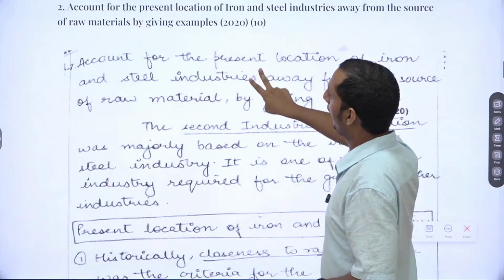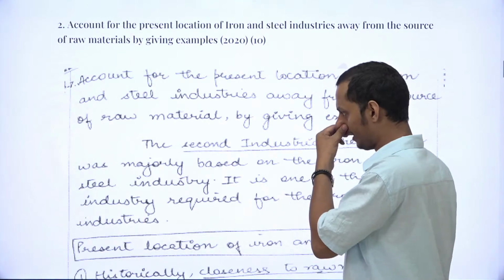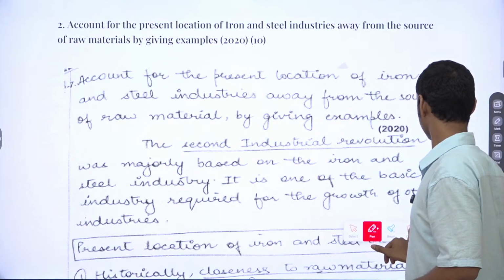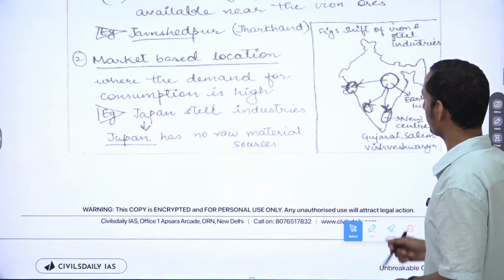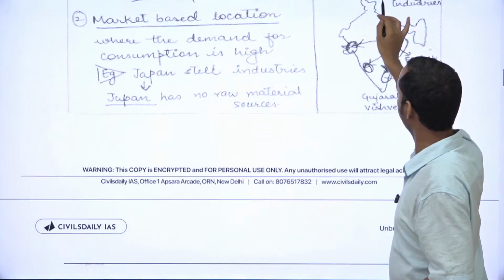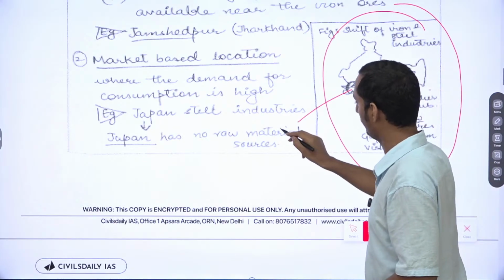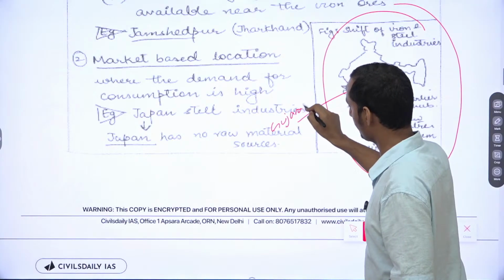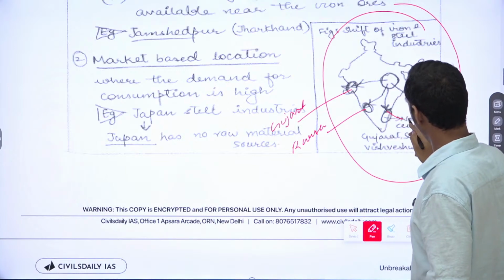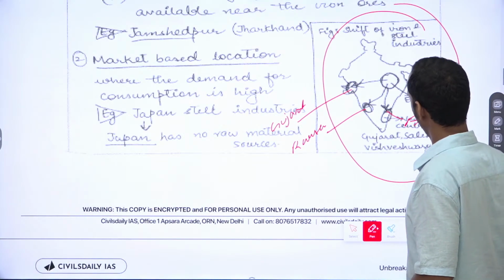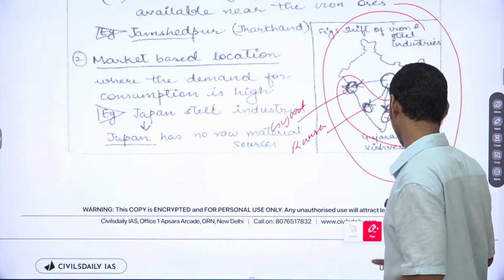Now second question, account for the present location of iron and steel industries away from the source of raw materials. So here what do you need to mention? You can draw such a map. Okay, draw an Indian map and mention some of the industries here. You can mention Gujarat iron and steel industries, Karnataka iron and steel industries, and iron and steel industries in Andhra Pradesh. So mention all these areas wherein we don't have much raw materials, but then there are iron and steel industries there.